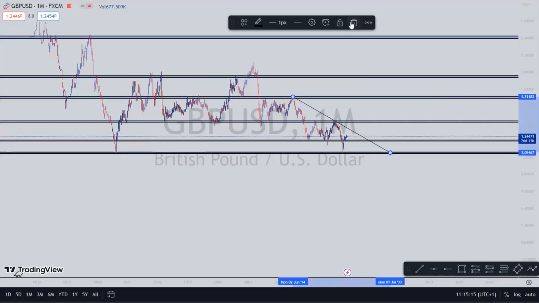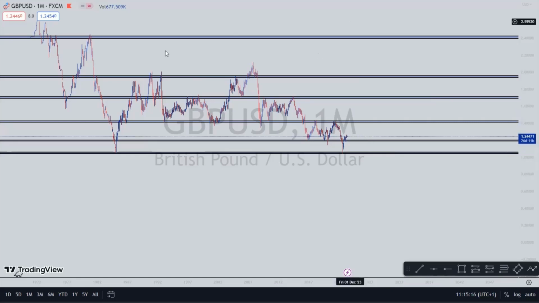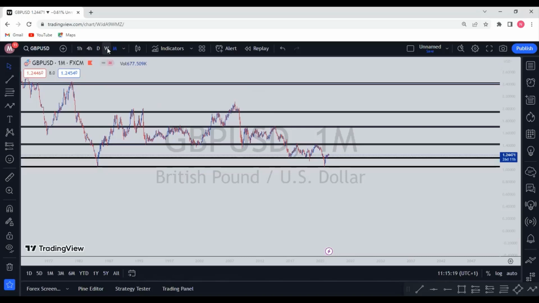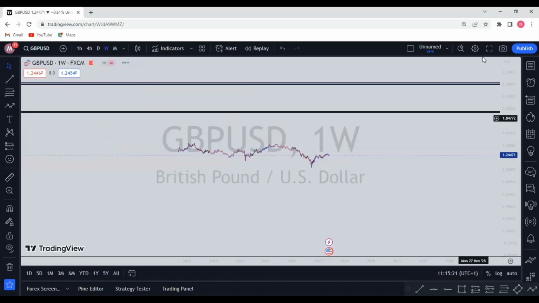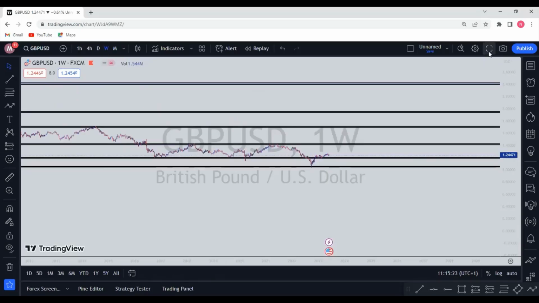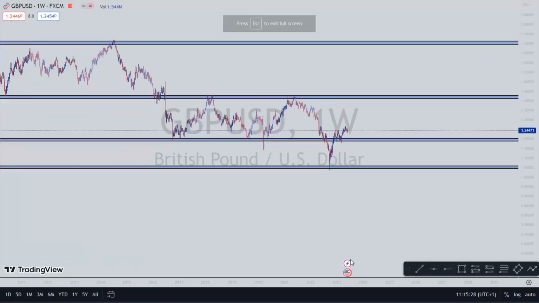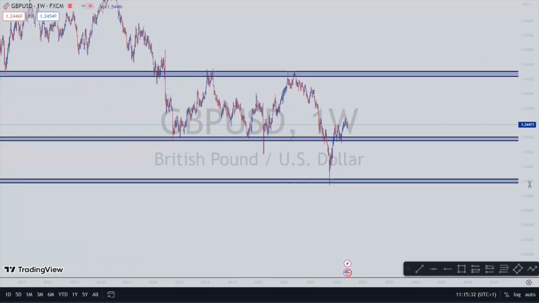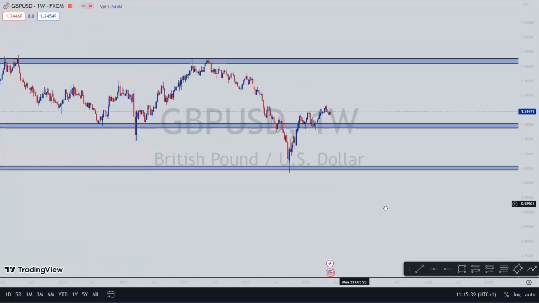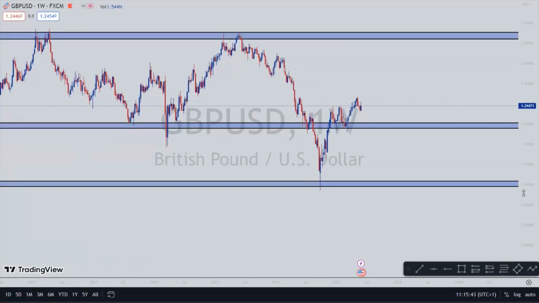So let's go from the monthly to the weekly. The weekly, like I always tell you, is where we come to the most recent price action. For the most recent price action, I'm just going to draw. We already know it's going down, so I'm just going to draw.